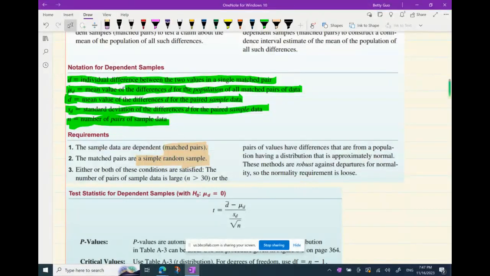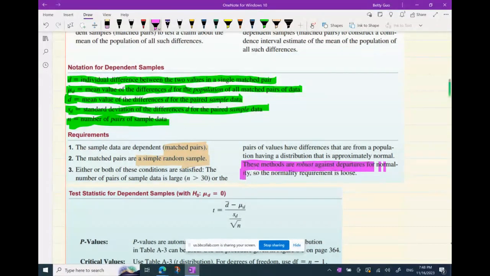Then we can assume the sample mean is normally distributed. So here, either or both of these conditions are satisfied. The number of pairs of sample data is large enough, goes beyond 30, or the pairs of values have differences that are from a population having a distribution that is approximately normal. And we will see a question regarding this sentence.